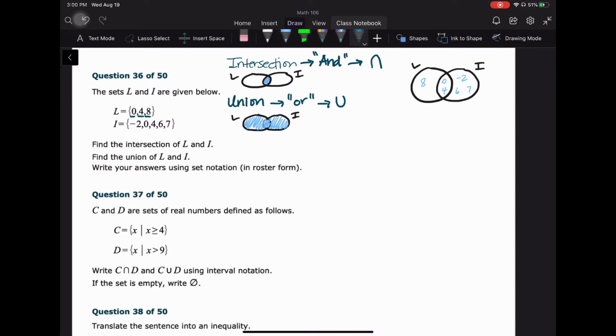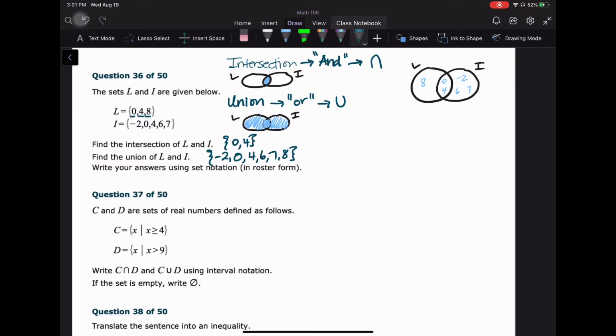Now when we want to find the intersection of L and I, we would say the things that are in the center. So the numbers 0 and 4 are the two things that are in the intersection, or the two things that are shared by L and I. The union of L and I are all of the elements, everything in the sets L and I. I like to put them in numerical order from least to greatest. So we have -2, 0, 4, 6, 7, and 8. Any order you put them in is correct as long as you include all of the items from L and I.